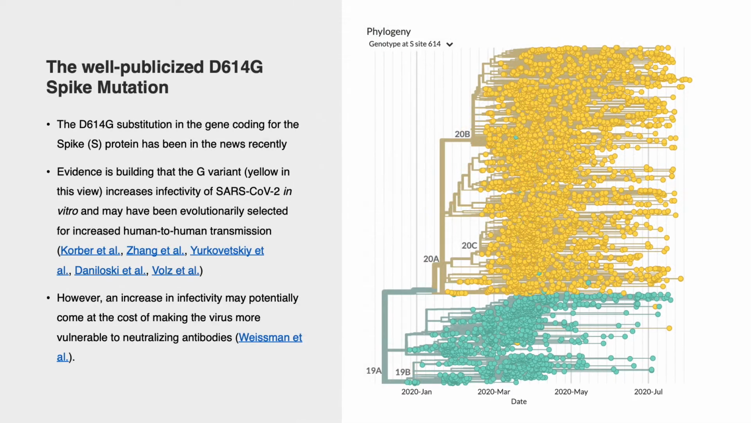The D614G substitution in the gene coding for the Spike S protein has been in the news recently. Evidence is building that the G variant, seen here in yellow, increases infectivity of SARS-CoV-2 in vitro and may have been evolutionarily selected for increased human-to-human transmission. However, an increase in infectivity may potentially come at a cost of making the virus more vulnerable to neutralizing antibodies.